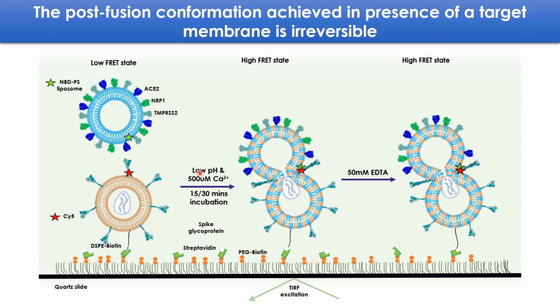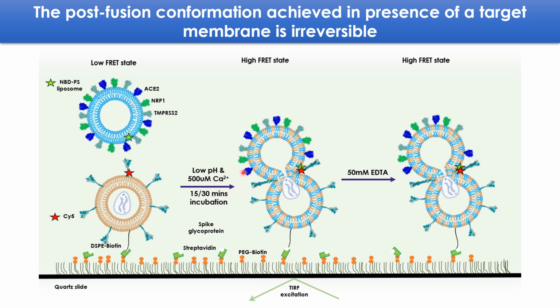I next sought to understand if calcium is removed from the system, does the spike revert to its pre-fusion conformation? So I designed a different SM-FRET assay in order to understand whether the post-fusion conformational change of the spike is reversible or irreversible. So the same pseudovirions and proteoliposomes were used. However, once the virus-liposome complex was incubated at low pH and calcium, after that, all the calcium from the system was chelated using EDTA.